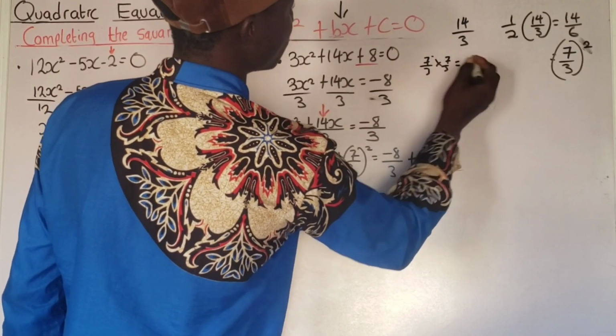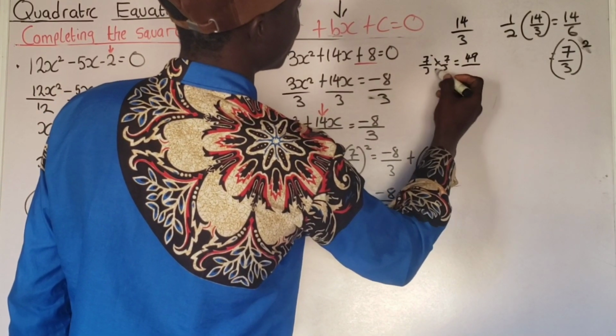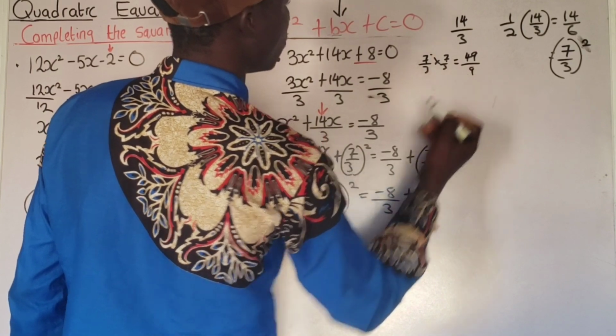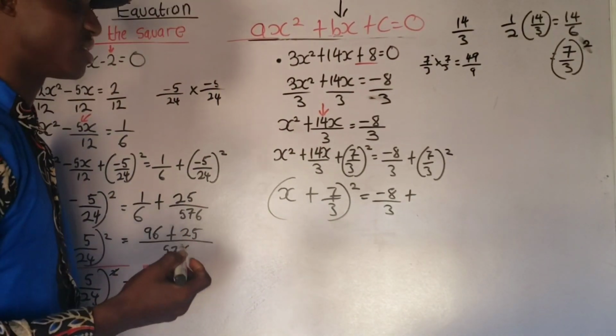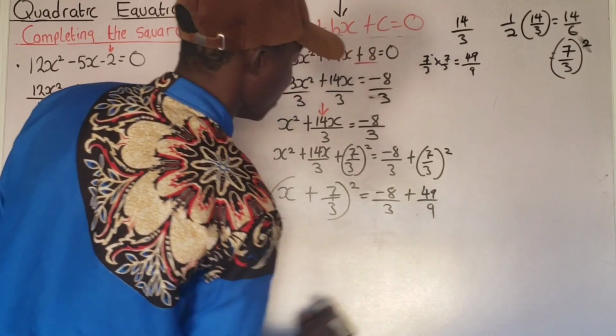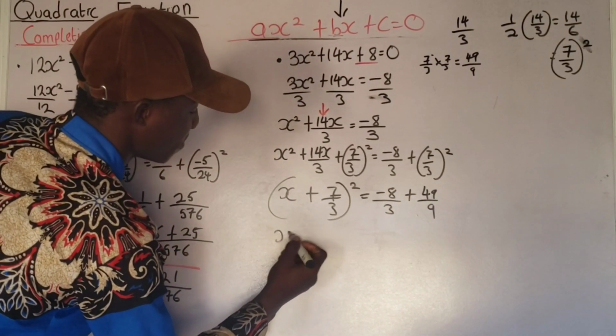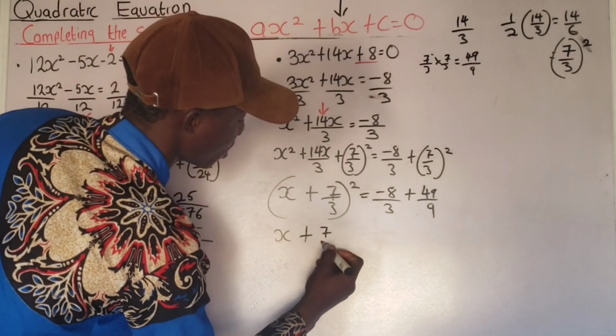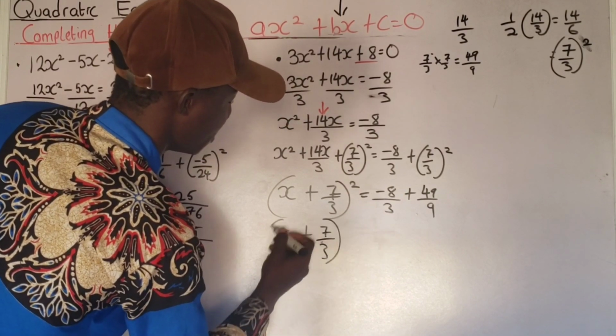That will be 7 times 7 is what? 49 all over 3 times 3 is what? 9. So that is 49 all over 9. You understand? So here I'm going to have 49 all over 9. Okay. Now I'm going to still simplify the right hand side of the equation before I take the square root.